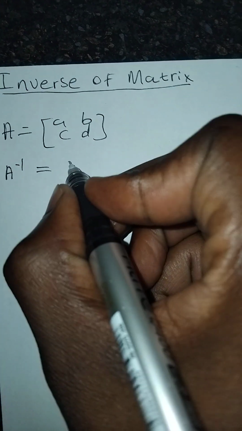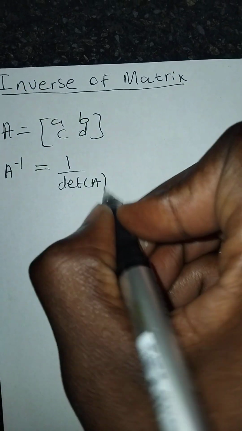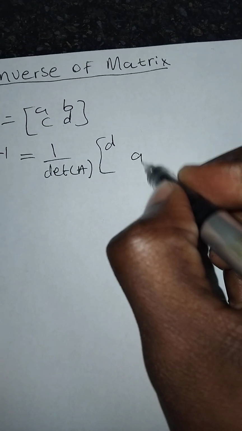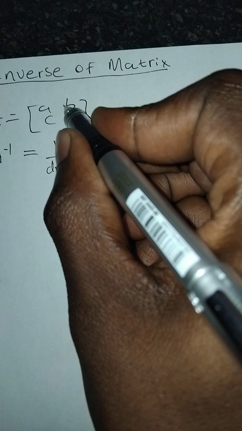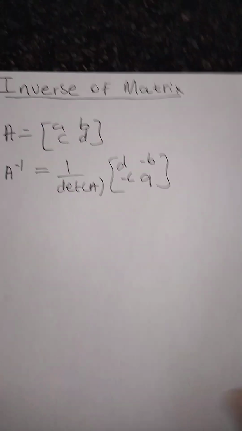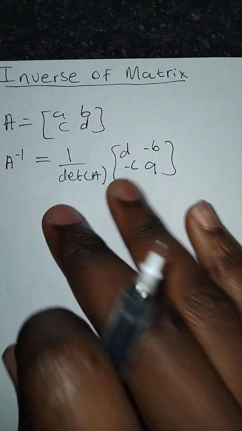So the inverse of matrix A has a formula: 1 all over the determinant of A, multiplied by a matrix where you exchange a and d, so that will be d and a there. Then you put negatives on c and b, so minus c, minus b, like that. For a 2 by 2 matrix, that is how you find the inverse using this formula.